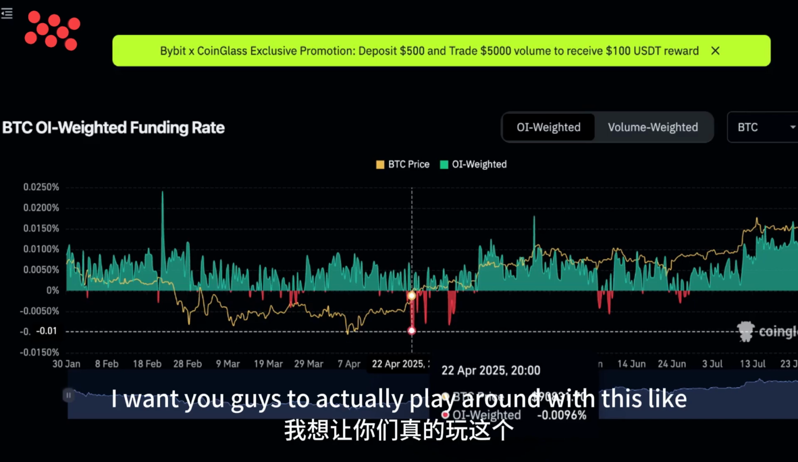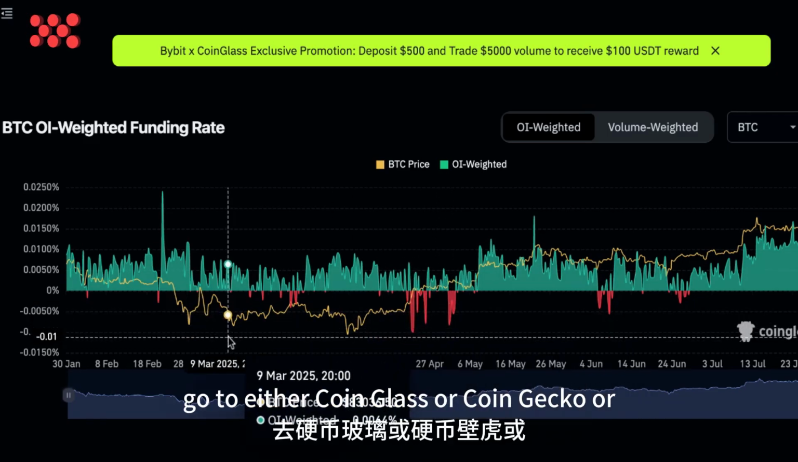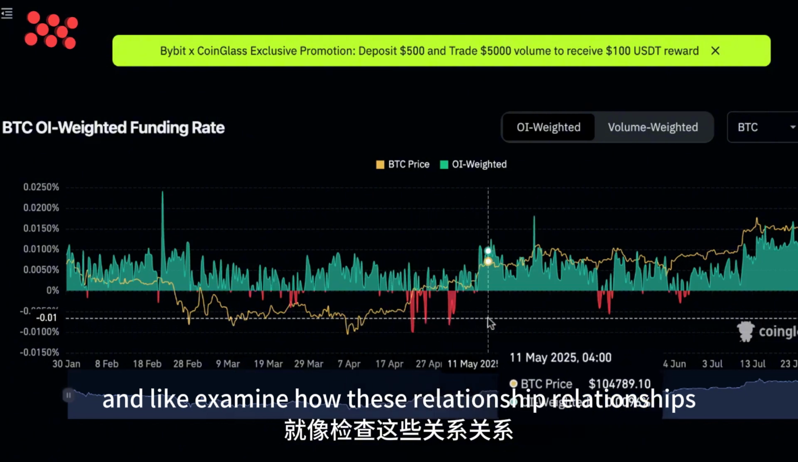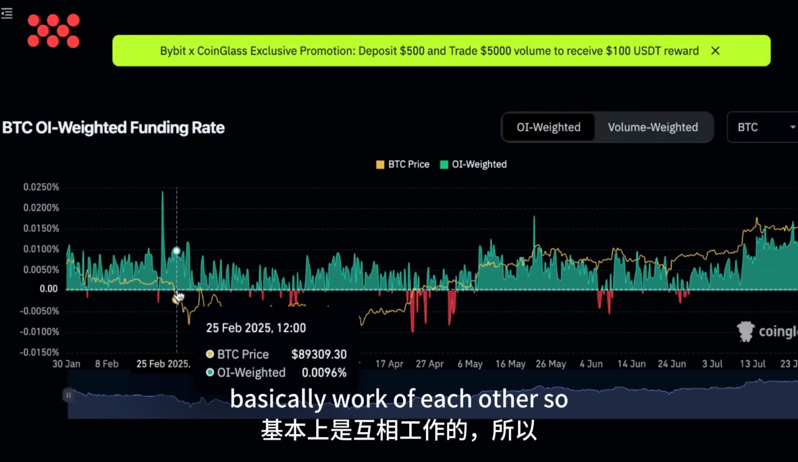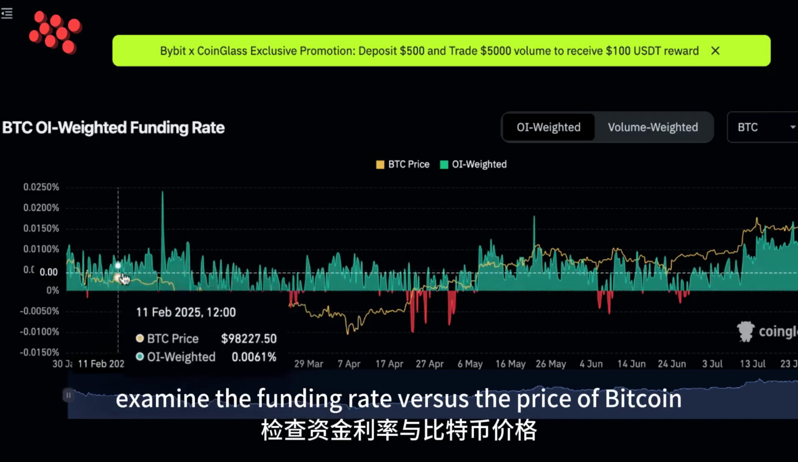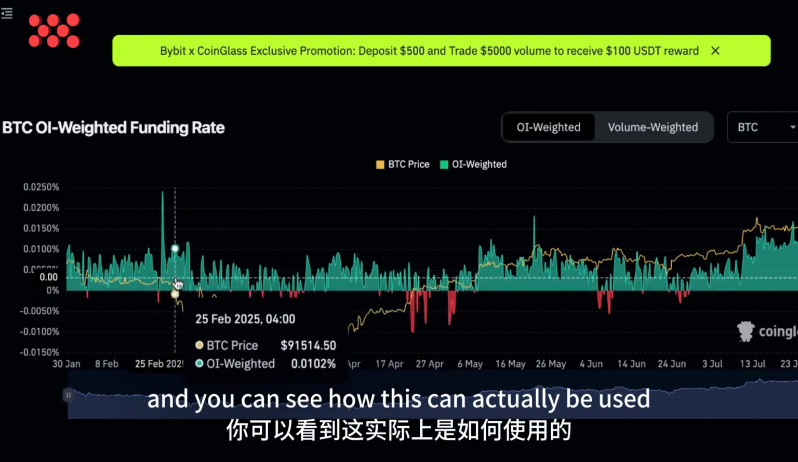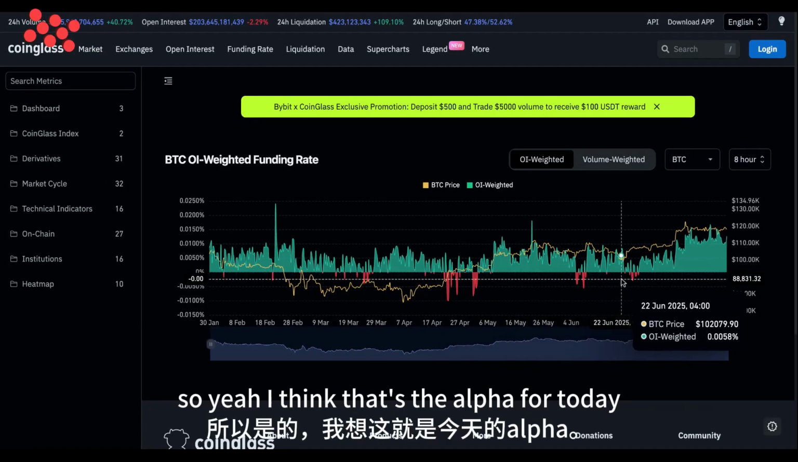So I want you guys to play around with this. Go to either Coinglass or CoinGecko or another on-chain metric website and examine how these relationships work with each other. Examine the funding rate versus the price of Bitcoin, and you can see how this can be used as a sentiment indicator. So yeah, I think that's the alpha for today.